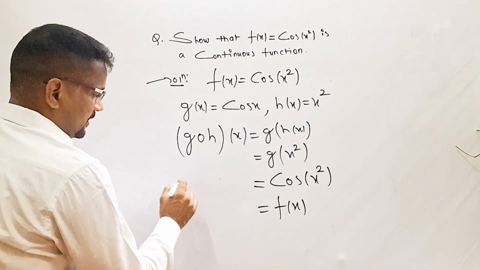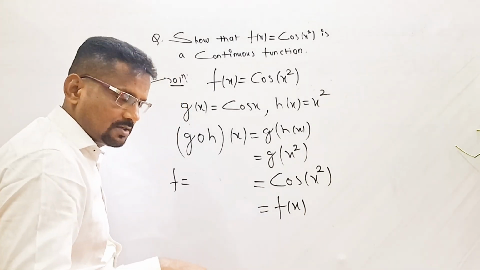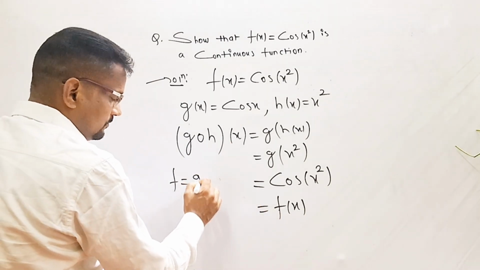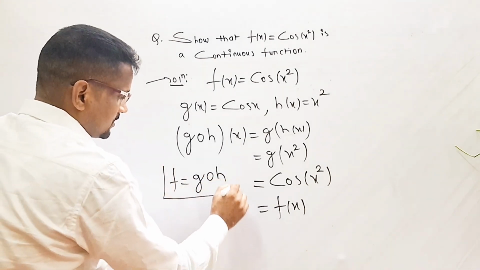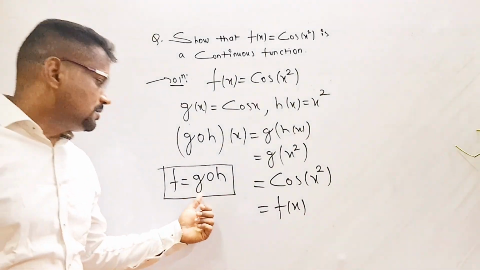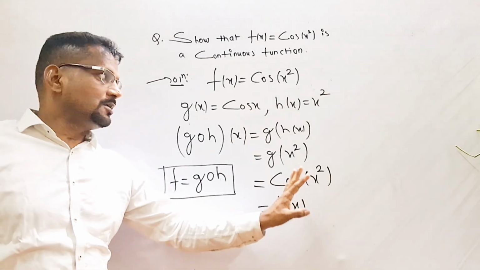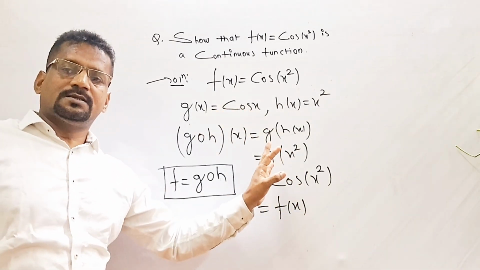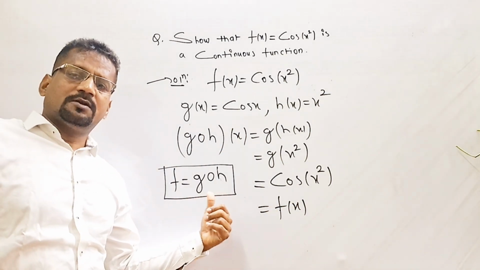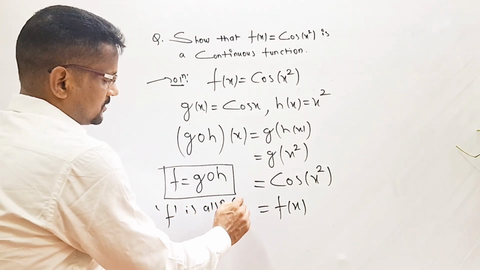Now what can you say? By the definition of equality of functions, for any value of x, f(x) equals (g∘h)(x), so you can say f is exactly equal to g∘h. It means f is the composition of g and h. But g and h are what? Continuous functions. No need to prove it. Simply from your textbook you can see that the cos function is always continuous, and a polynomial function is always continuous. As f is the composition of two continuous functions, f is also continuous.